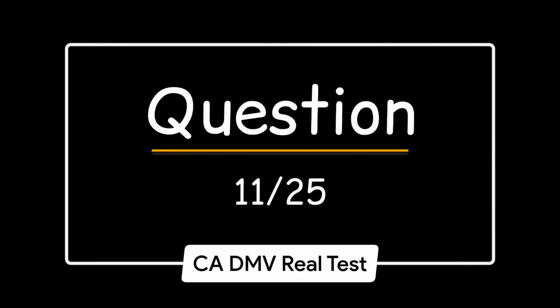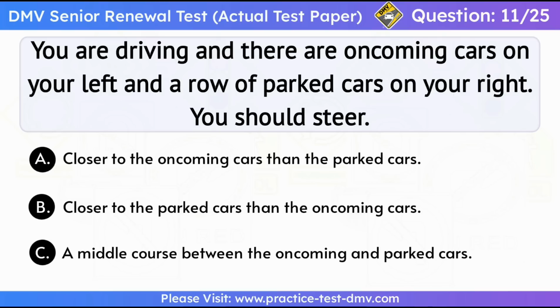Question 11. You are driving and there are oncoming cars on your left and a row of parked cars on your right. You should steer A. Closer to the oncoming cars than the parked cars. B. Closer to the parked cars than the oncoming cars. C. A middle course between the oncoming and parked cars. Correct answer: C. A middle course between the oncoming and parked cars.